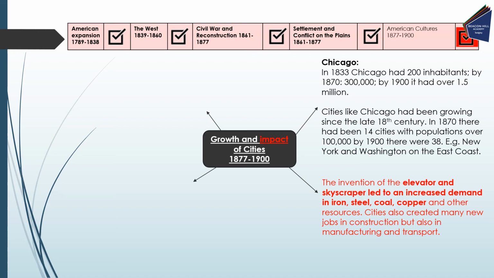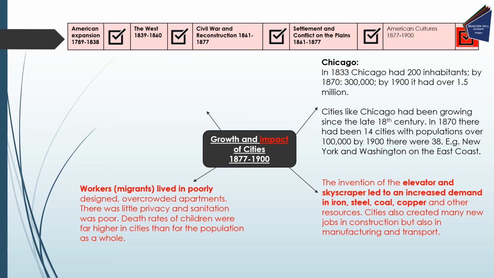We also have workers or migrants who were living in poorly designed, overcrowded apartments. There was little privacy and sanitation was poor. The death rates of children were far higher in cities than for the population as a whole. So again, if we're talking about the impact of this, we can speak about the impact on workers and the consequences of living in cities that don't have a sufficient infrastructure for the people that are working there.